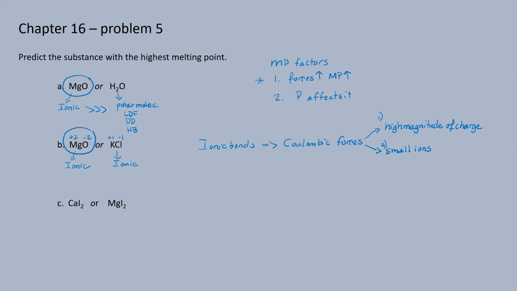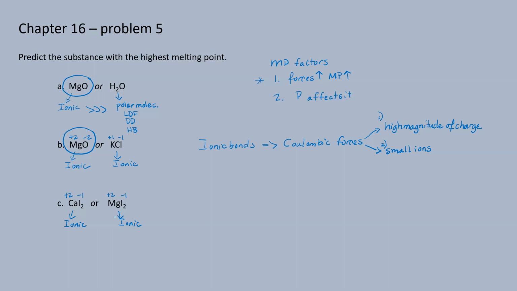Part C, calcium iodide or magnesium iodide. Once again, we have 2 ionic compounds. So first, we'll look at the magnitude of charge. In calcium iodide, we have +2, iodide -1. Magnesium, +2, iodide -1. So when you run into a situation where you have identical magnitude of charge, then you want to consider the size of the ions.